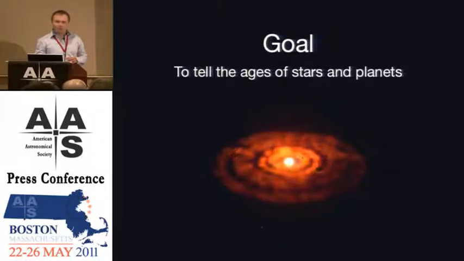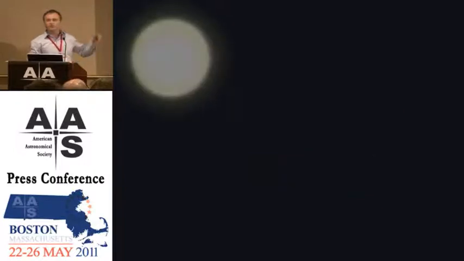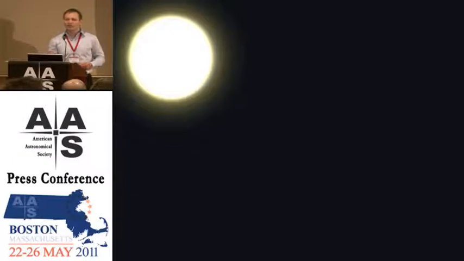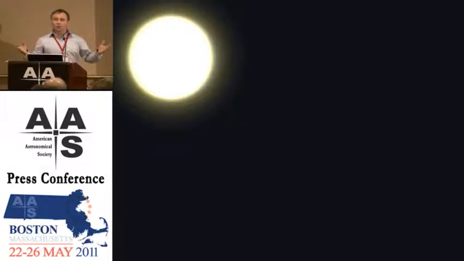Let me give you an example of why that's important. This is a star. Our ultimate goal is to find a planet around this star, like the Earth, a rocky planet, at the right distance so that life as we know it might have a chance to exist. Right away, the question arises: how old is this star?